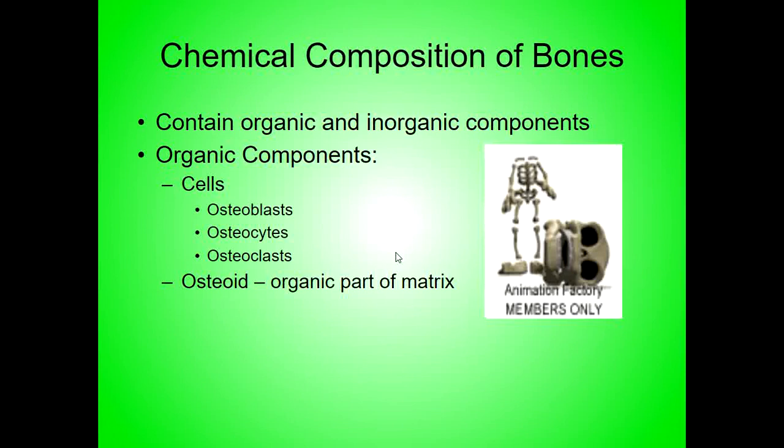So you're going to find cells within your bones. There are osteoblasts, osteocytes, and osteoclasts. Each one of these is a type of cell that is specific to the bone and has a specific function within the bone. And then we have something called the osteoid, which is the matrix. Remember in the tissues, we talked about how tissues have a matrix. Well, the matrix for the bones is known as the osteoid. So that's the intercellular substance that we find around those cells within the bone.